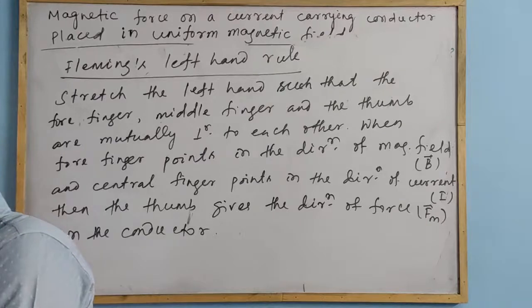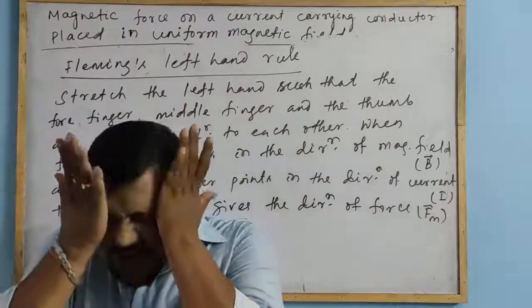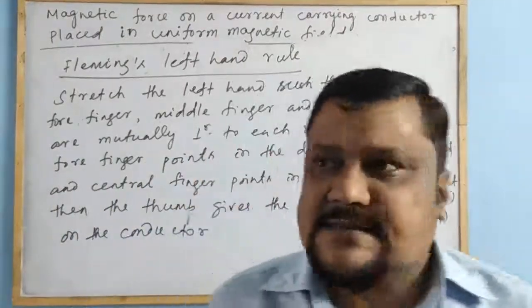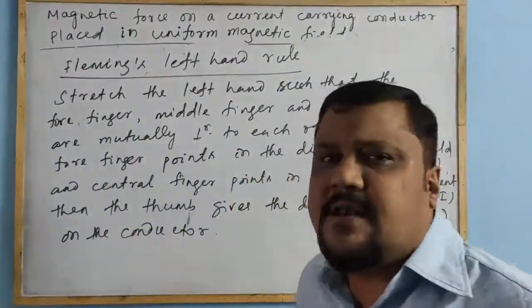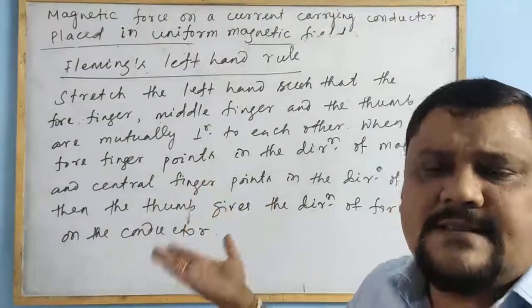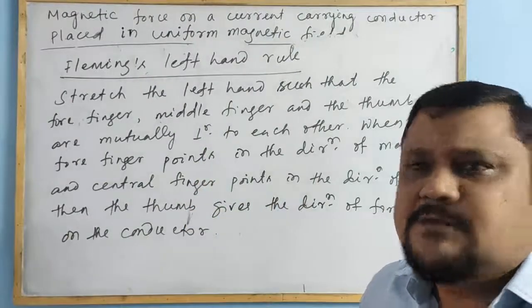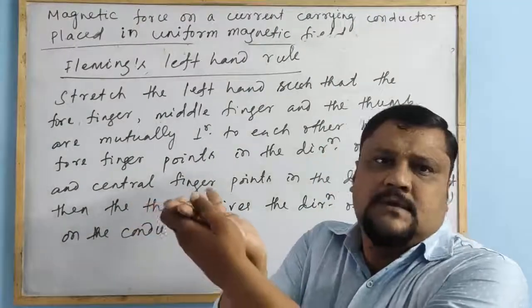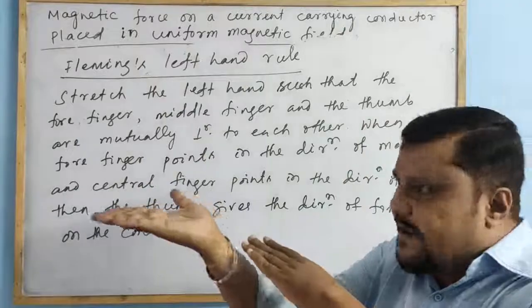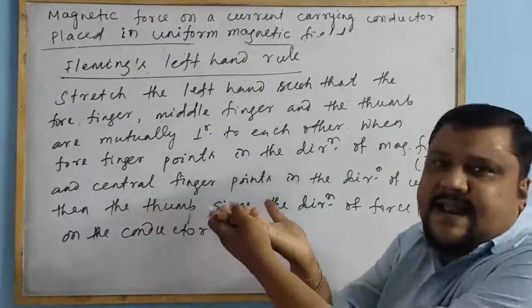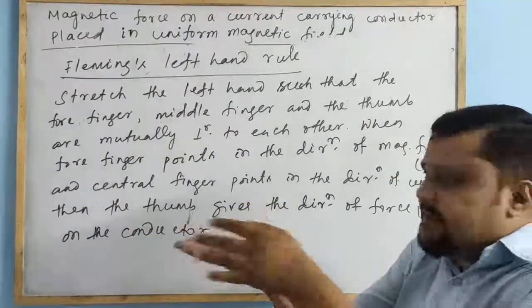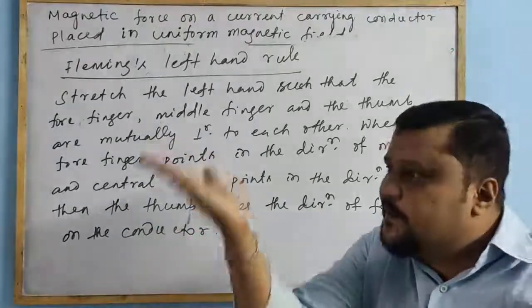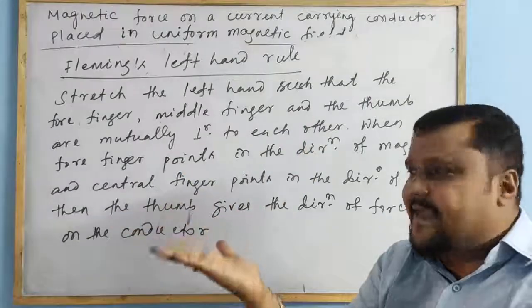The force can be determined by Fleming's left hand rule. Another thing we can say is that we can also find this by the palm rule. Clear? By the palm rule means what? Take the right hand. If this is the direction of current and this is the direction of magnetic field, the fingers in the direction of magnetic field, the thumb in the direction of current, then the palm points in the direction of force. Means you will push like this.